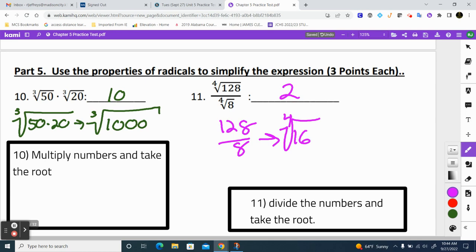That's it. That's just using the properties of radicals to simplify the expression. That's all we're doing. Okay. That's what those bold words mean, because we actually had a lesson called properties of radicals. Kind of crazy. Yeah. We're doing Ninja Turtle math. Cowabunga.